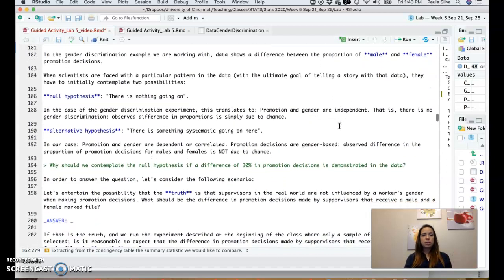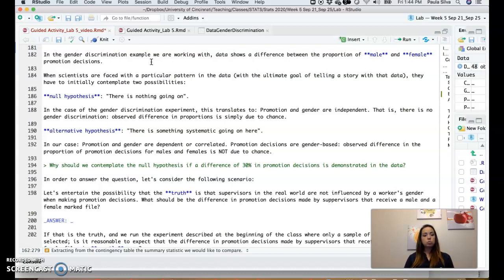In the gender discrimination example we're working with, data shows a difference, that's the pattern we're seeing, a difference between the promotion of the male and the female file, right? When scientists are faced with a particular pattern in the data, with the ultimate goal of telling a story with the data, they have to initially contemplate two possibilities. So that's the process of making an inference. First thing, we have to set up some hypotheses. And there are two hypotheses that need to be set up.